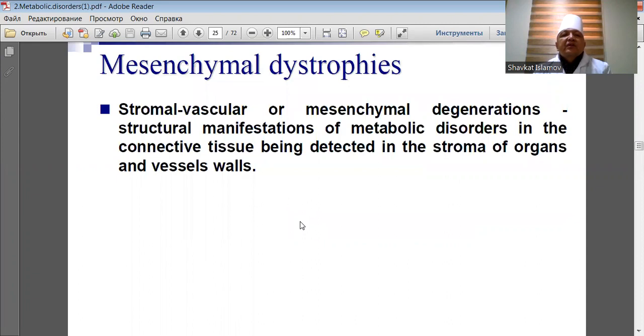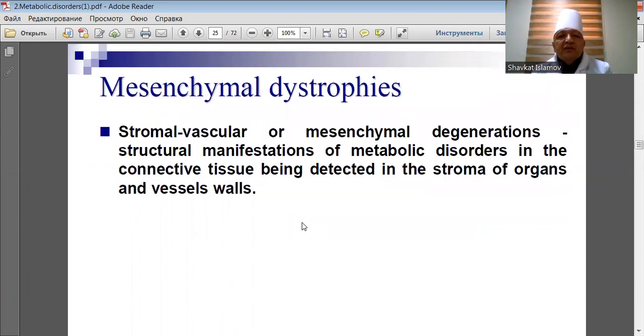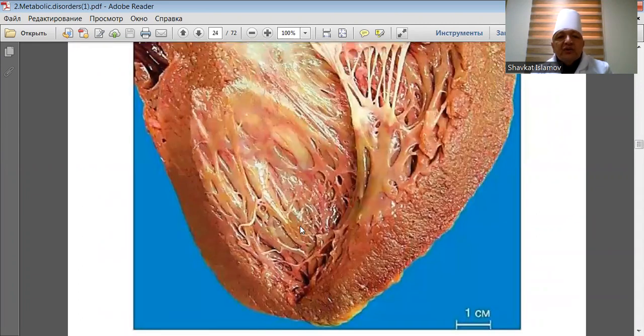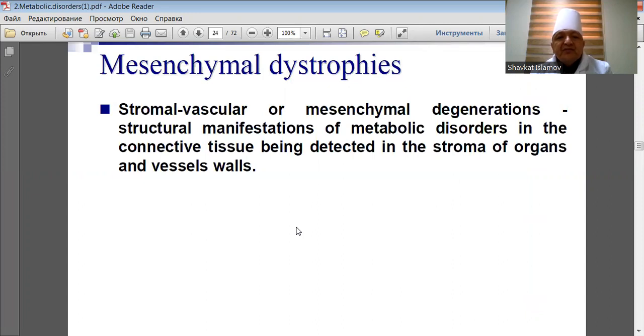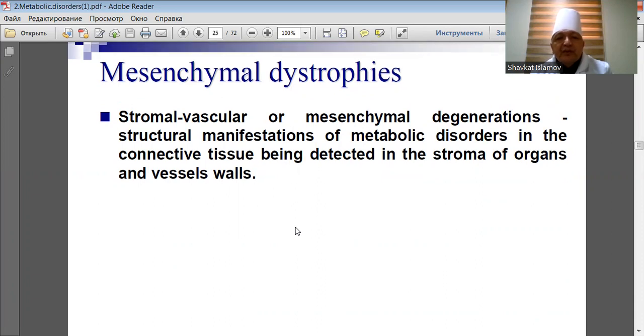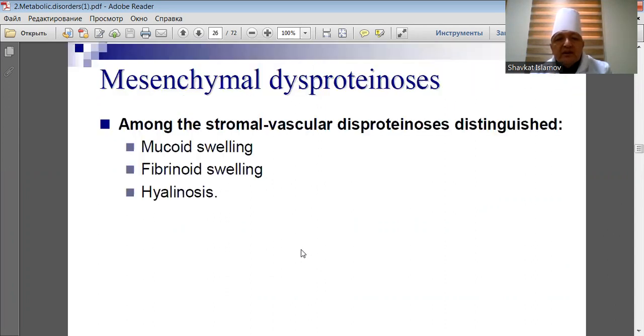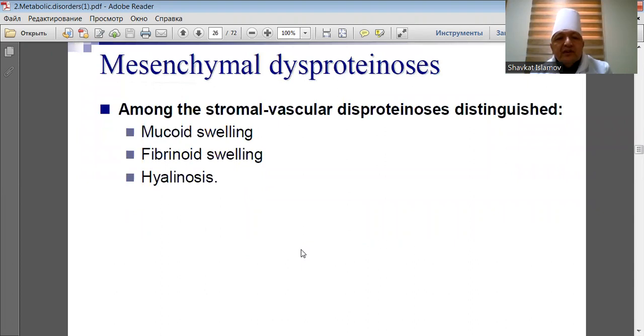Mesenchymal dystrophies. Stromal vascular or mesenchymal degeneration is the structural manifestation of metabolic disorders detected in the connective tissue of the stroma of organs and vessel walls. Among the stromal vascular dystrophies are mucoid swelling, fibrinoid swelling, and hyalinosis.